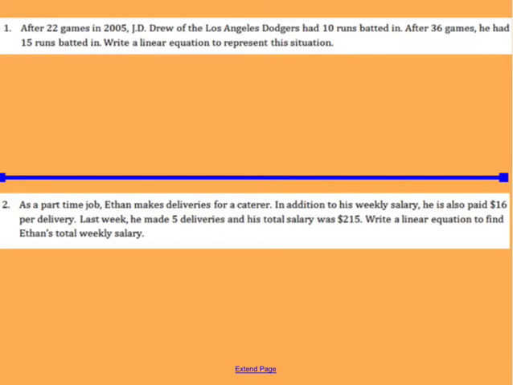After 22 games in 2005, J.D. Drew of the Los Angeles Dodgers had 10 runs batted in. After 36 games, he had 15 runs batted in. Write a linear equation to represent this situation. So what I want to do first is set up a coordinate point, and it's basically going to be games as the x-coordinate and runs as the y-coordinate.